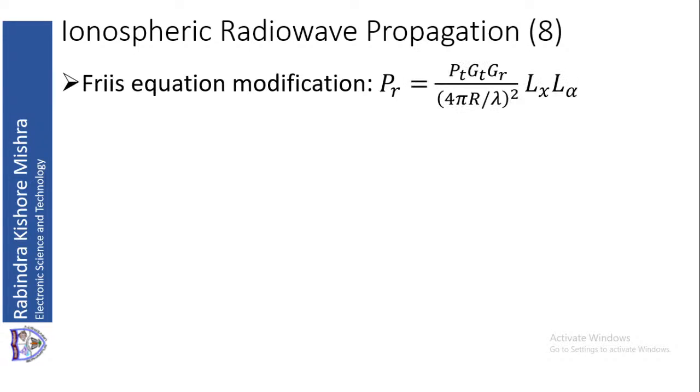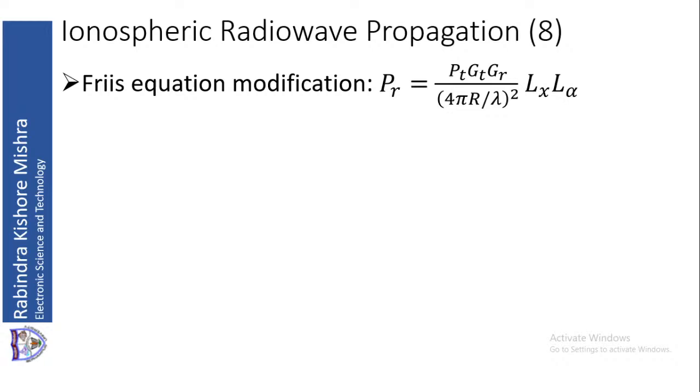Now the final part is the modification to the Friis equation. When we are using ionospheric propagation, in the ionosphere there will be some attenuation. Otherwise, from the Friis equation, PR, the received power, is equal to transmitted power into gain of the transmitting antenna GT into gain of the receiving antenna GR, that remains as it is, divided by (4 pi r upon lambda) whole square. That part remains as it is, into Lx into La.